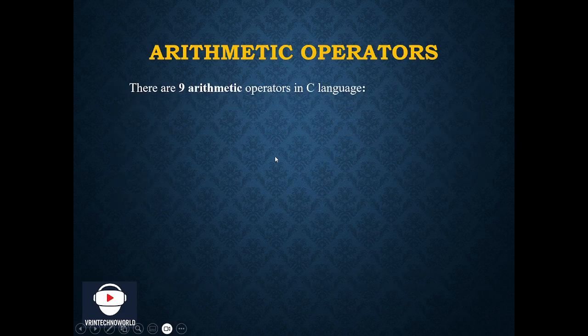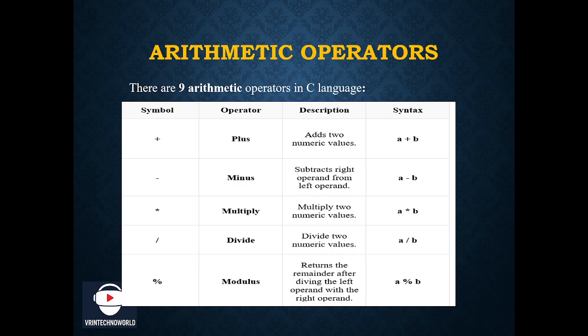If we talk about the different symbols for these arithmetic operators, they are as follows. The first is the plus sign, which is used to add two numeric values. We can apply this arithmetic operator on decimal point values as well, which we represent with float. Then the minus sign subtracts two numbers, multiply multiplies two numeric values, divide divides two numeric values, and modulus returns the remainder after dividing the left operand by the right operand.